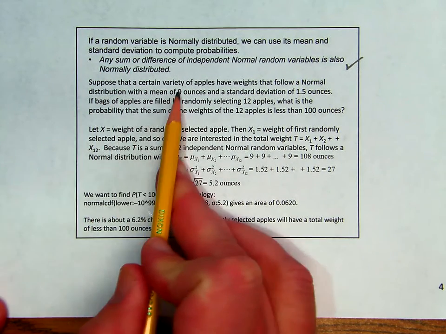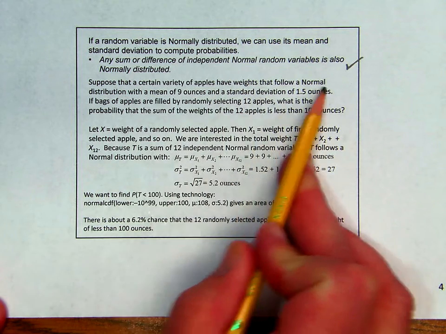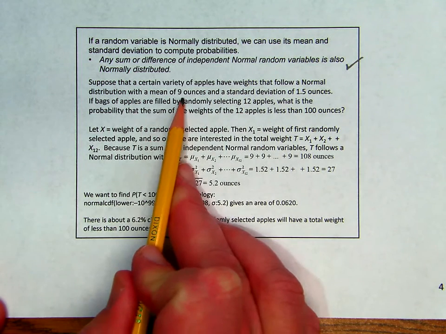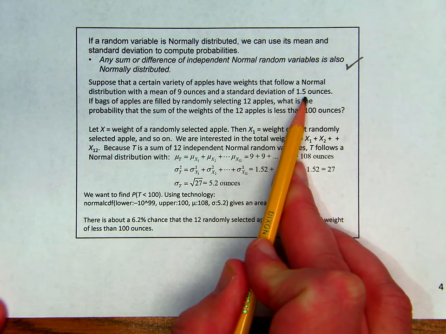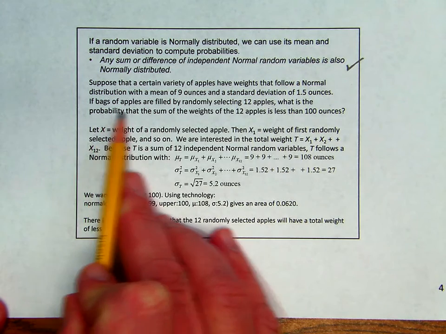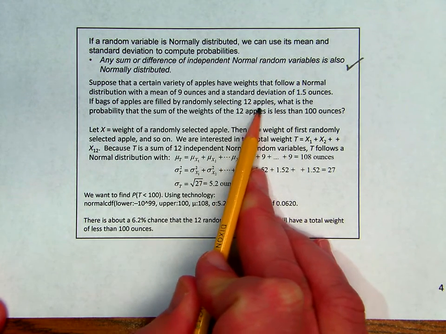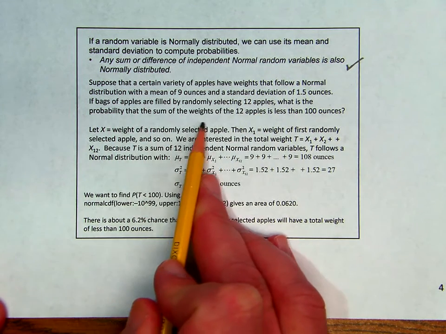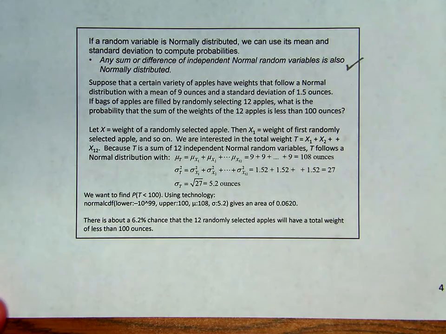Okay, suppose that a certain variety of apples have weights that follow a normal distribution with a mean of 9 ounces and a standard deviation of 1.5. If a bag of apples is filled by randomly selecting 12 apples, what is the probability that the sum of the weights of the 12 apples is less than 100 ounces?